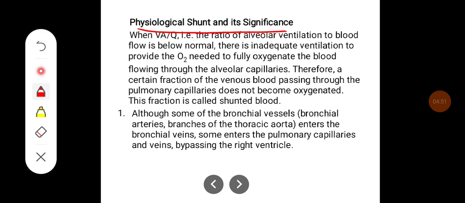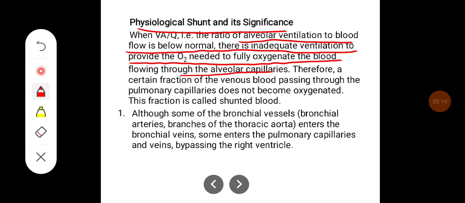Physiological shunt and its significance. When the ratio of alveolar ventilation to the blood flow is below the normal, there is inadequate ventilation to provide oxygen needed to fully oxygenate the blood flowing through the alveolar capillaries. Therefore, a certain fraction of venous blood passing through the pulmonary capillaries does not become oxygenated. This fraction is called as shunted blood.